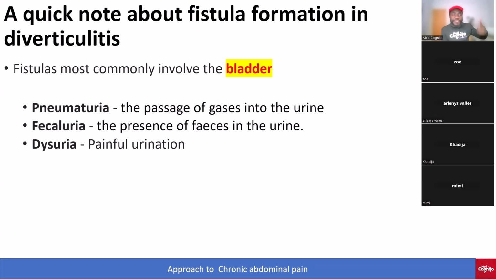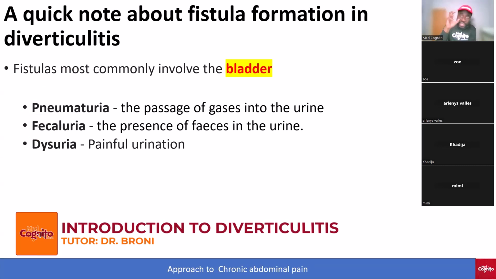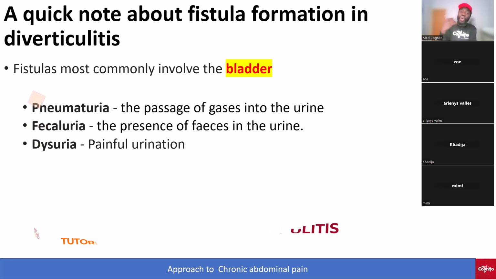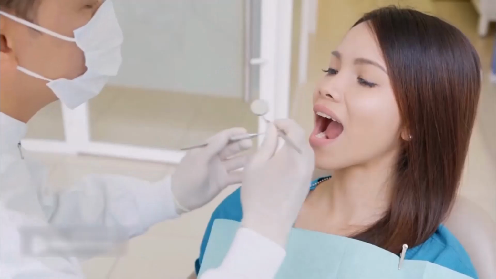There can also be fecaluria, that is poop in the pee. So the patient is peeing and there's fecal matter coming out as well. And there can also be dysuria, that's painful urination. So if you see a patient who presents with symptoms of diverticulitis, and when they are peeing there's air coming out, or fecal matter coming out, chances are that patient has developed a fistula between the colon and the bladder. And that is why we are seeing what we are seeing.